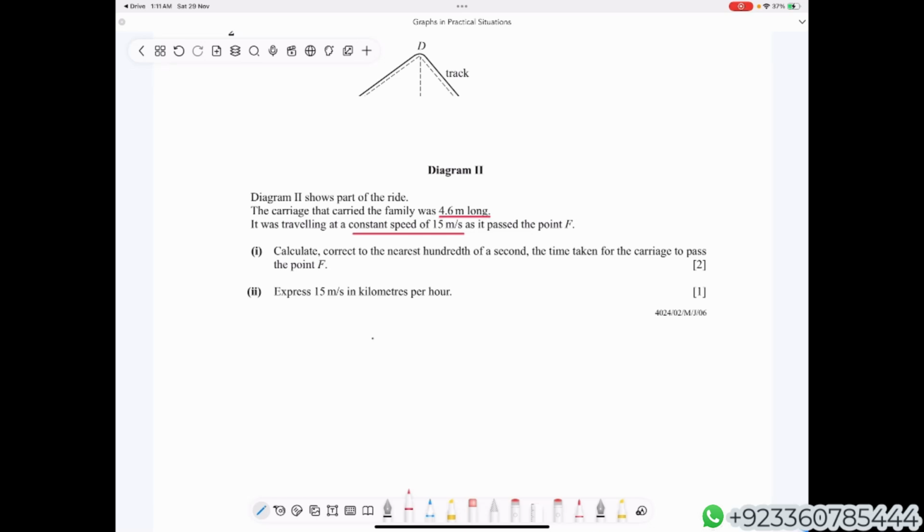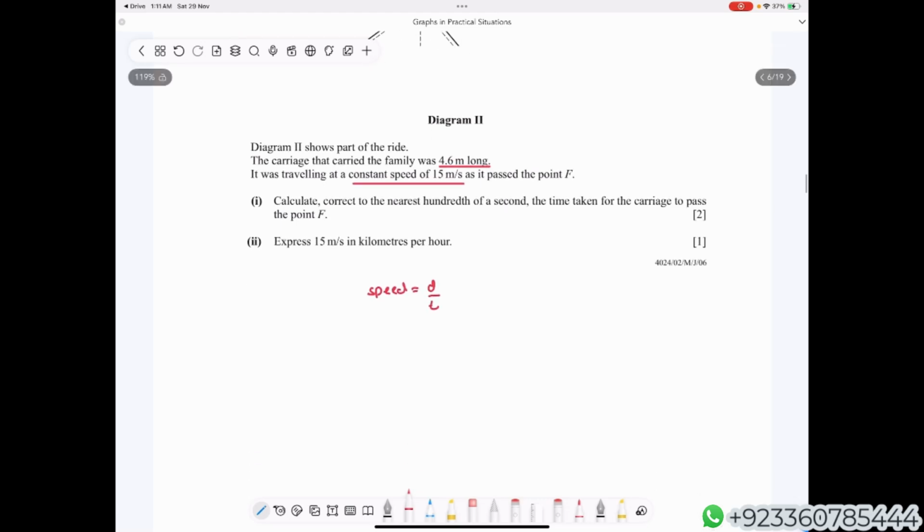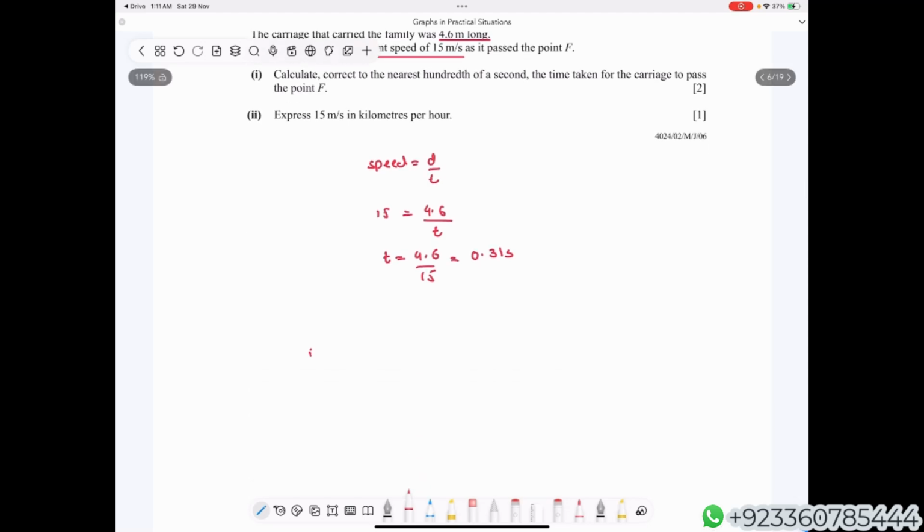So constant speed hai, so I can use the formula speed is equal to distance over time. Distance is 4.6, time hamne nikalna hai aur speed hai 15. So time would be equal to 4.6 divided by 15, which is equal to 0.31 seconds to the nearest hundredth of a second. Express 15 meters per second in kilometers per hour.